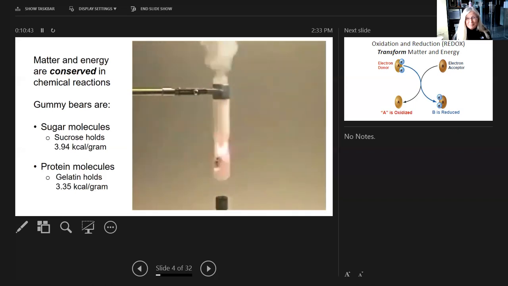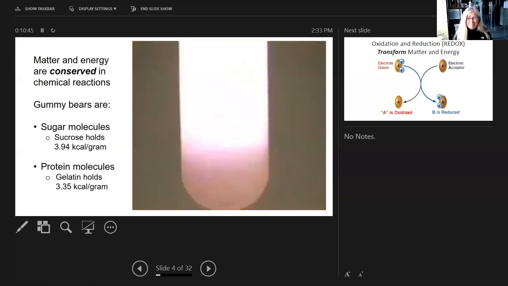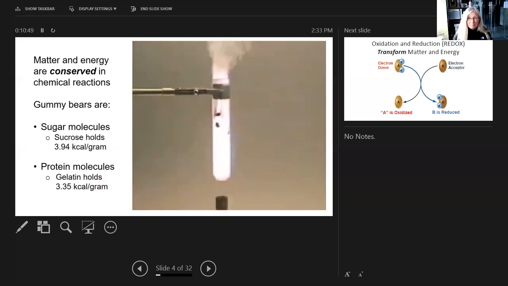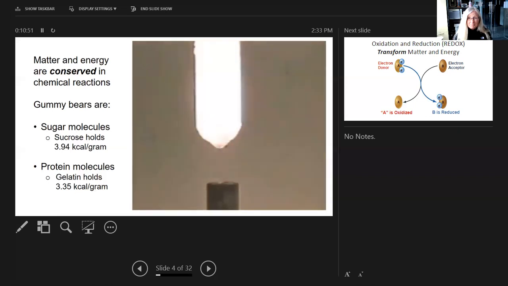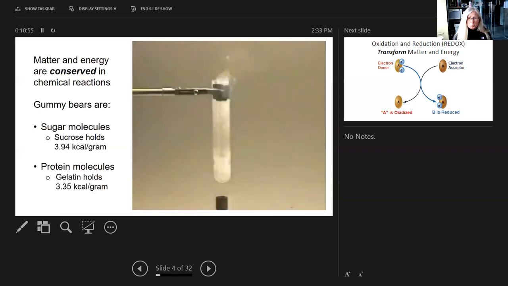Yikes! Can you hear him screaming? I always feel sorry for the gummy bear. The gummy bear is totally innocent, but you know, there are no humans that would volunteer for this experiment, so the gummy bear stood in for us.